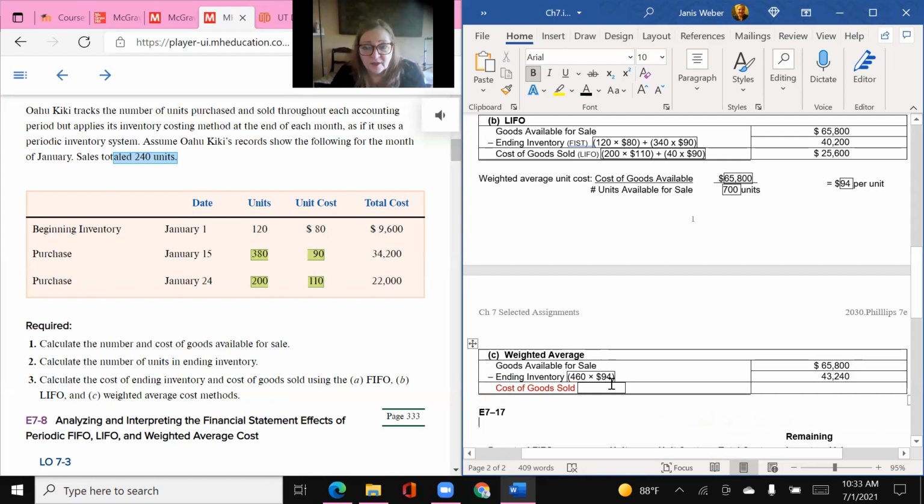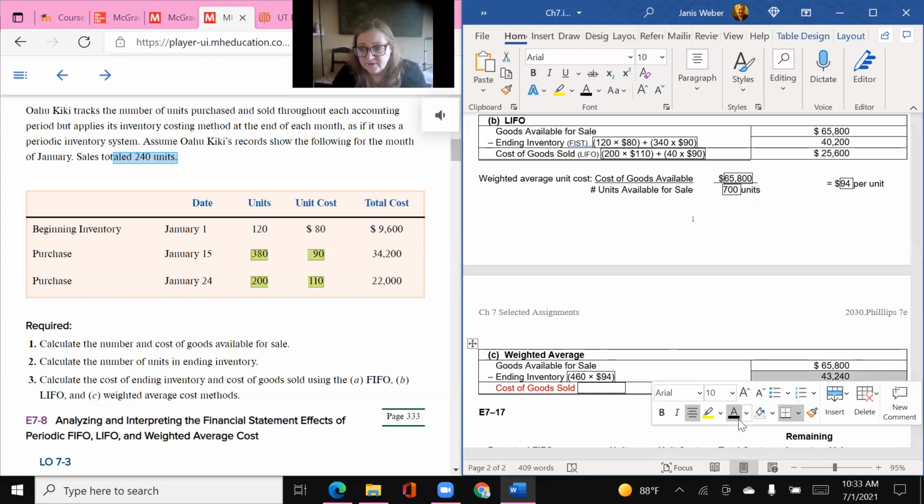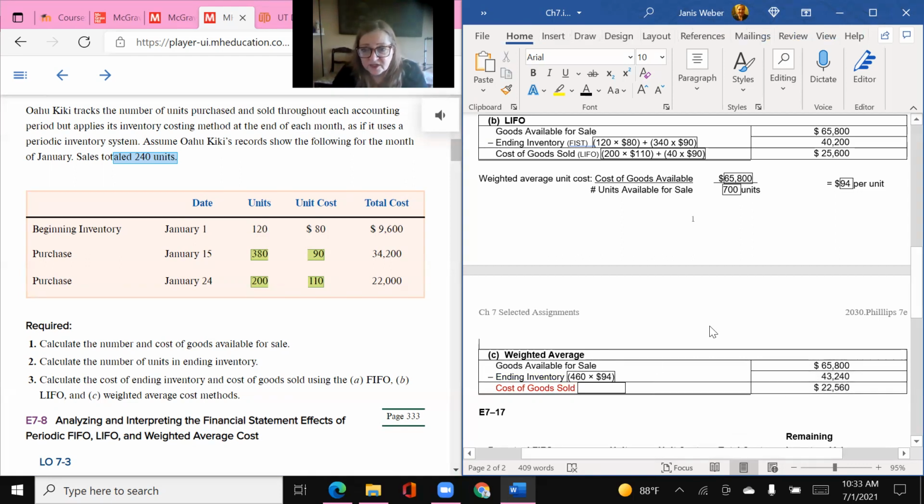And so 94 times the 460, sorry, that we have in our ending inventory brought us to 43,240. 65,800 minus 43,240 leaves us with the cost of goods sold of 22,560. We could verify it by saying $94 times the 240 units sold, and it would be the same number. Okay.